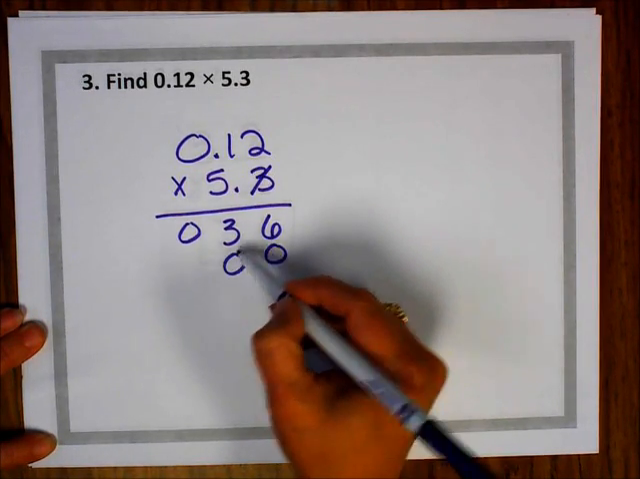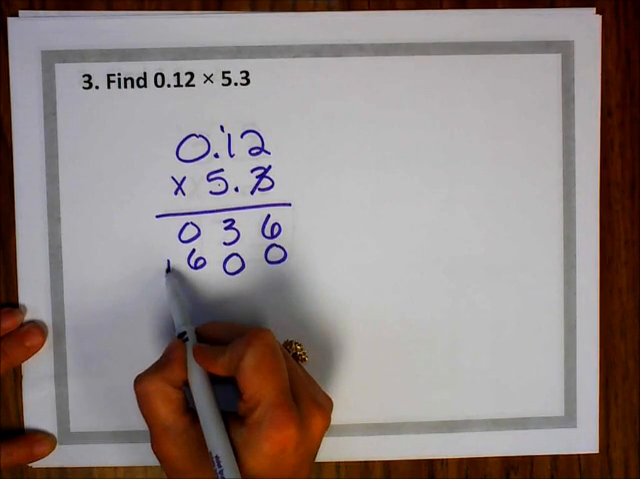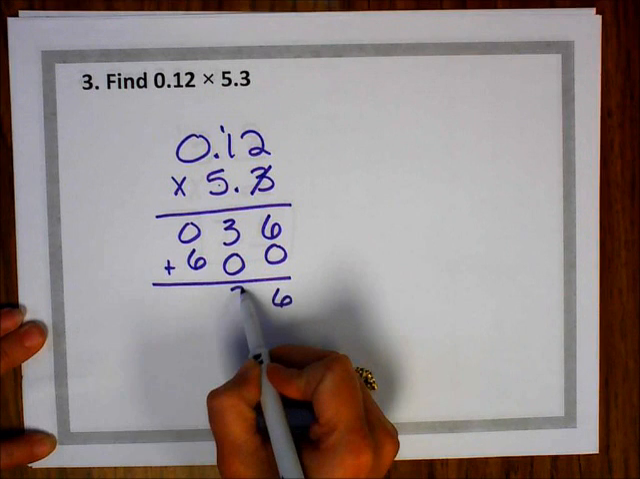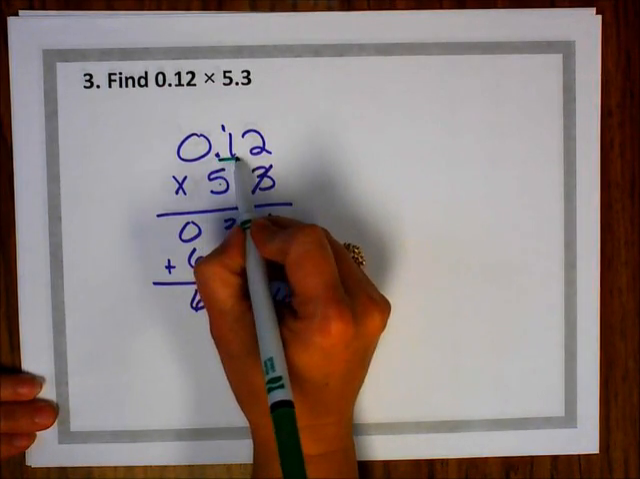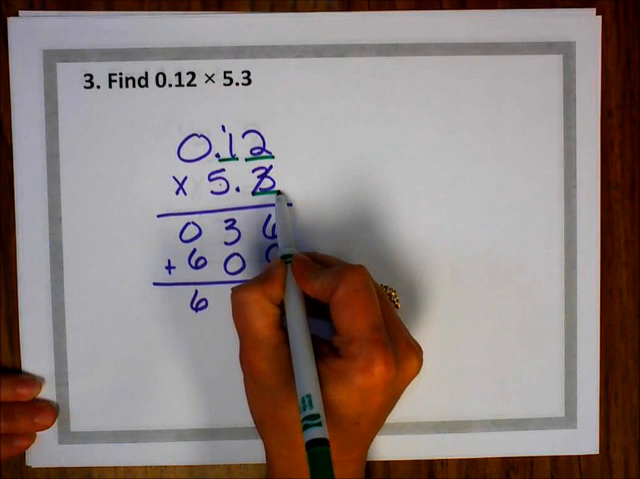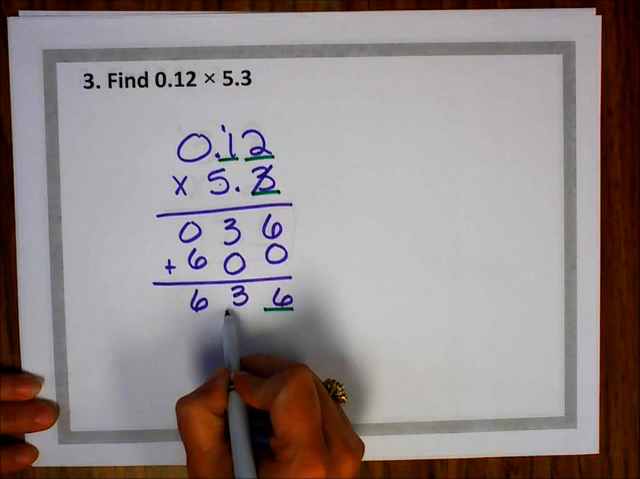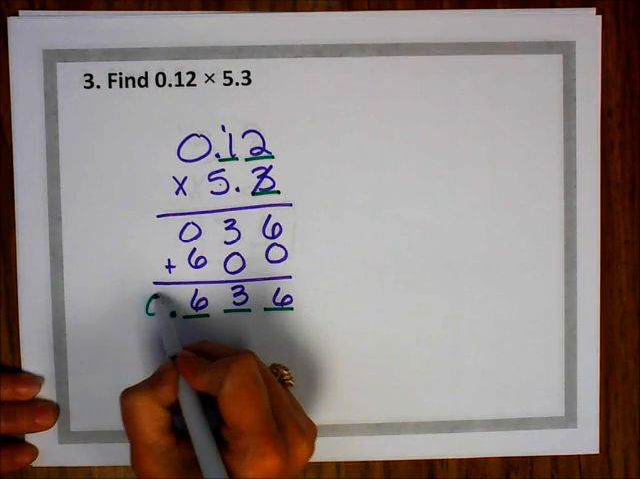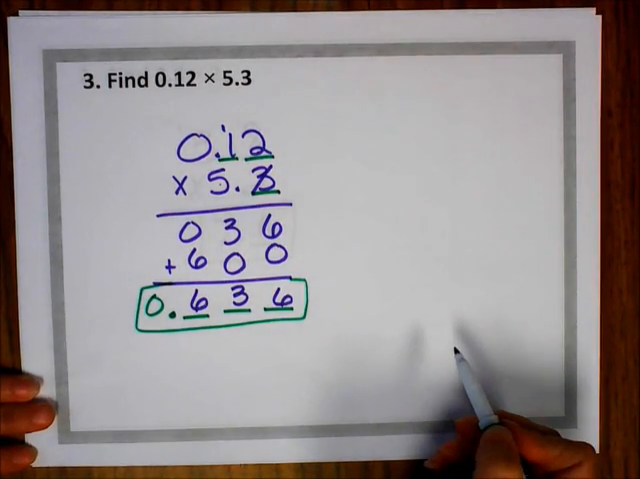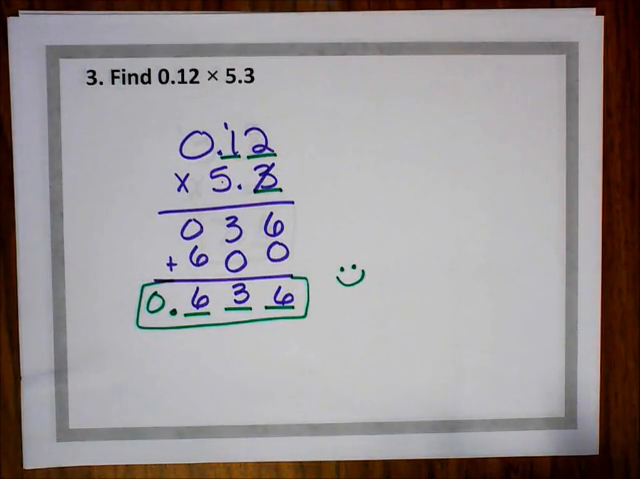5 times 2 is 10, carry the 1. 5 times 1 is 5, 5 plus 1 is 6. And now let's add. 6, 3, 6. Now let's count to see how many digits are behind the decimal in the problem. 1, 2, 3. I have 3 digits behind the decimal in the problem, so I must have 1, 2, 3 behind in my answer. And if there's not a number in the ones place, I always like to add a 0 for a placeholder. If you got your answer right, give yourself a smiley face.